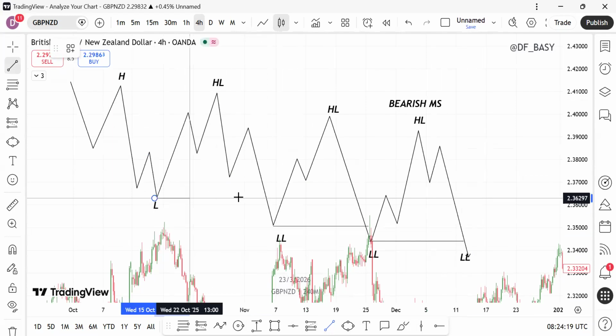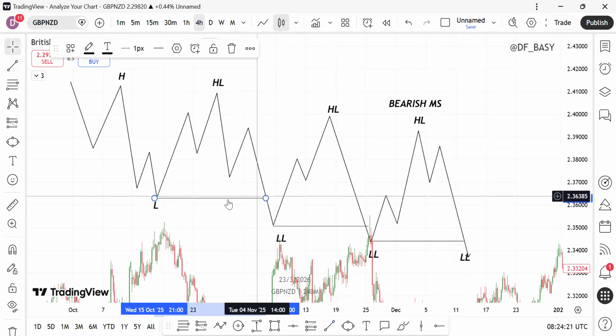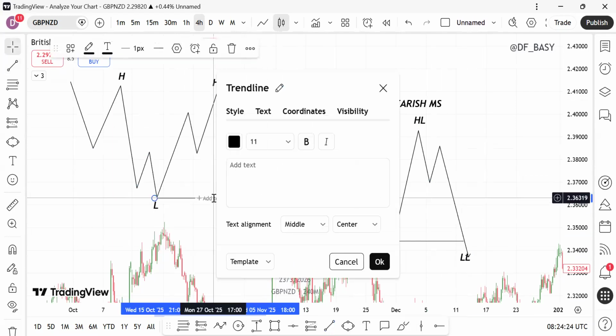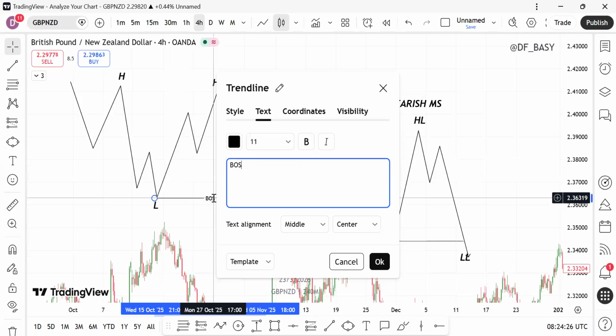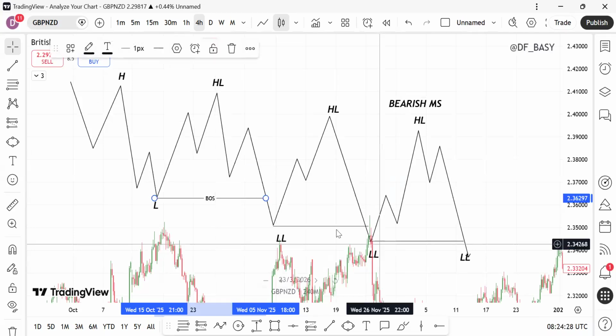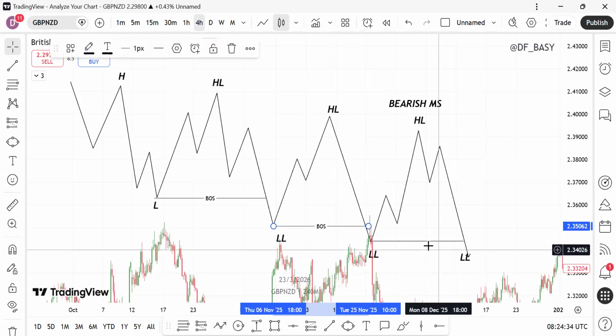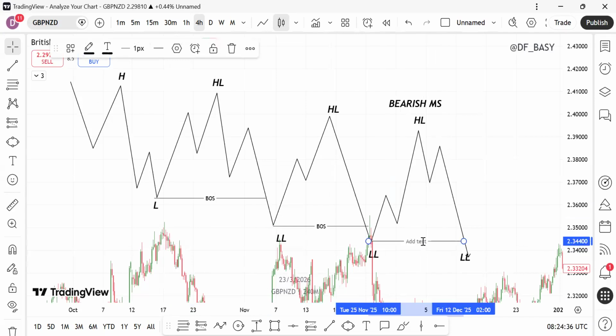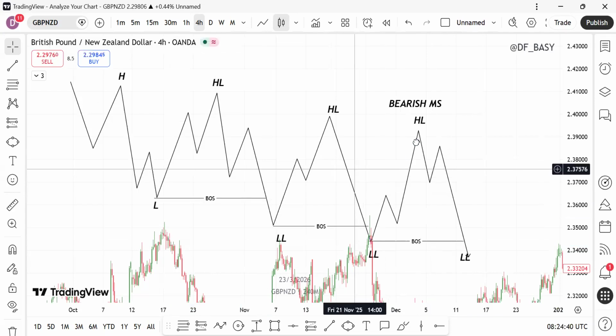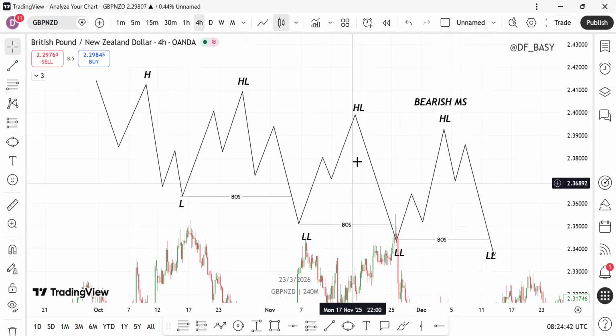With that, you can say this is breaking structure to the downside, breaking the lower lows. We can call this a what? A bearish trend. You have a BOS, break of structure, to the downside. You have a BOS here to the downside. So that's how you identify a bearish market structure.